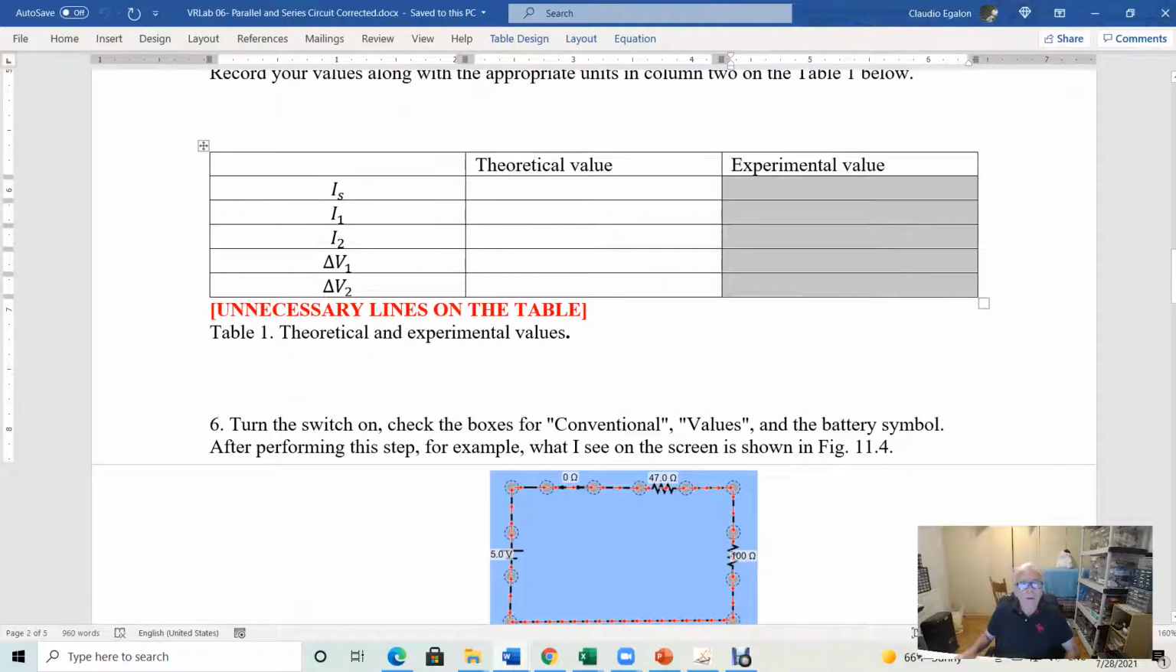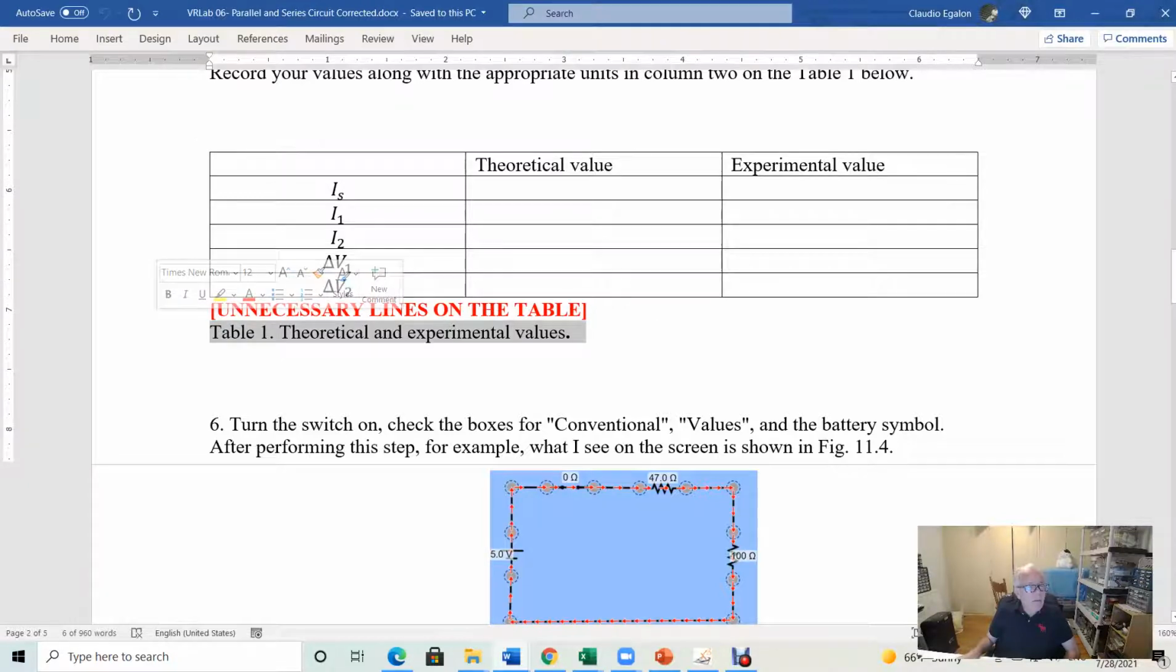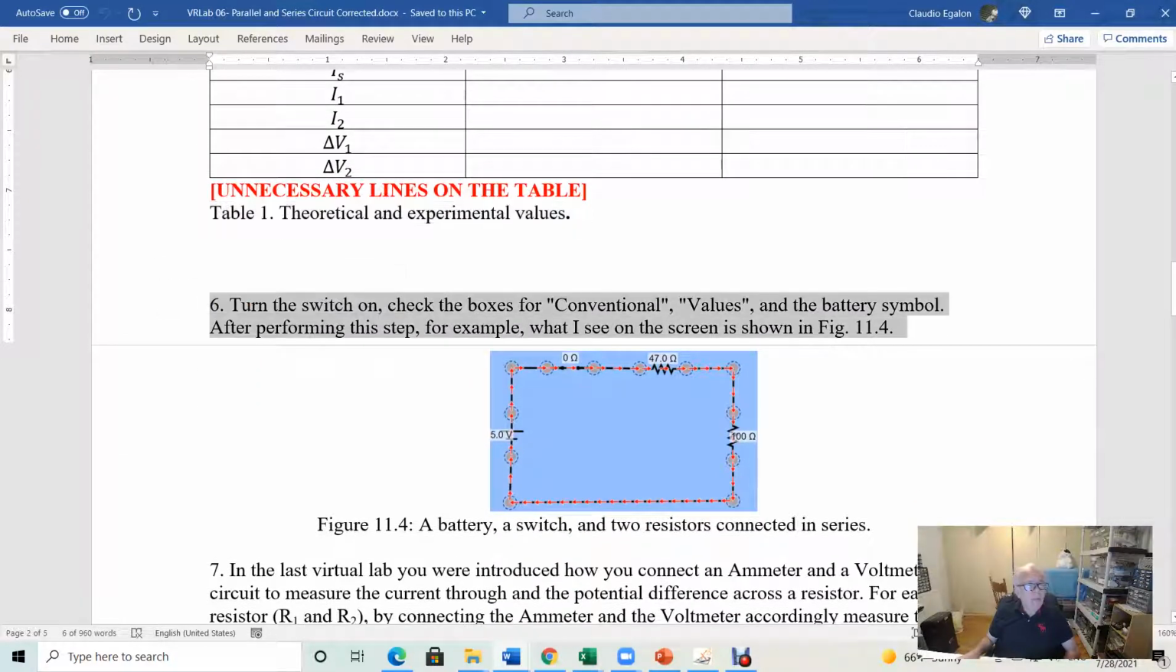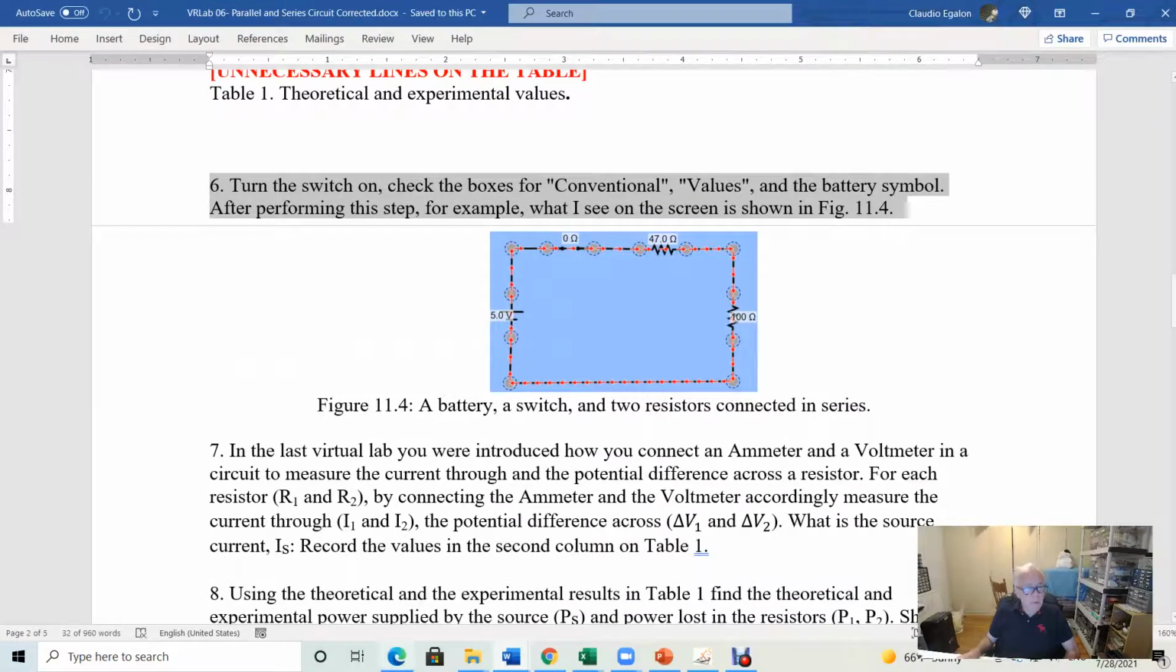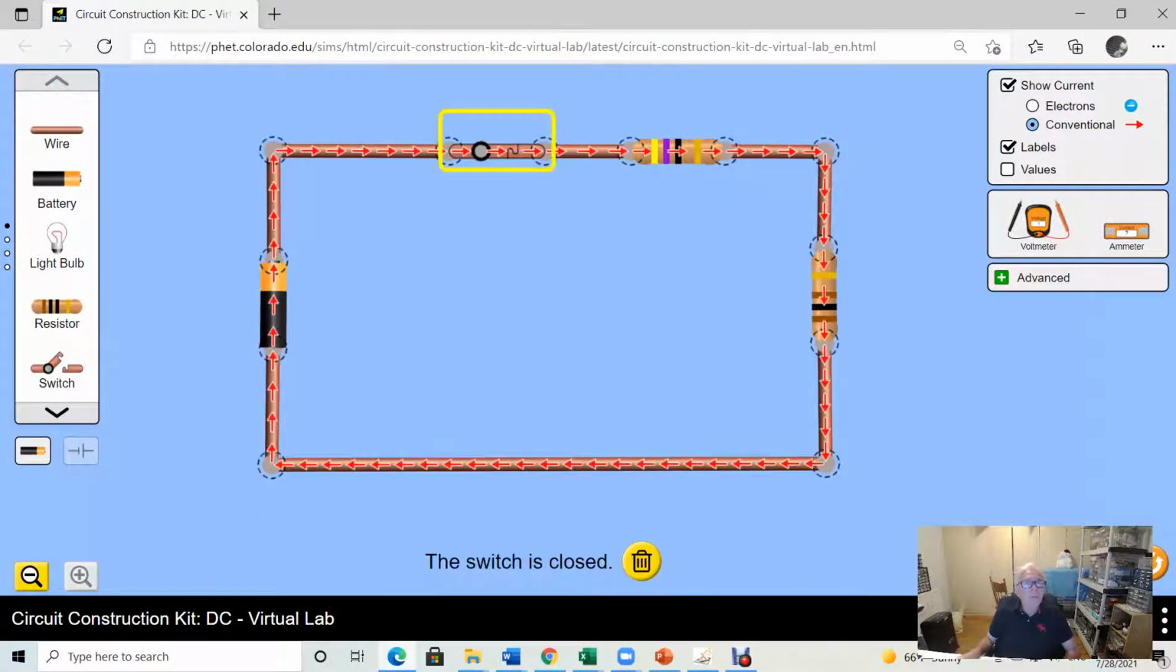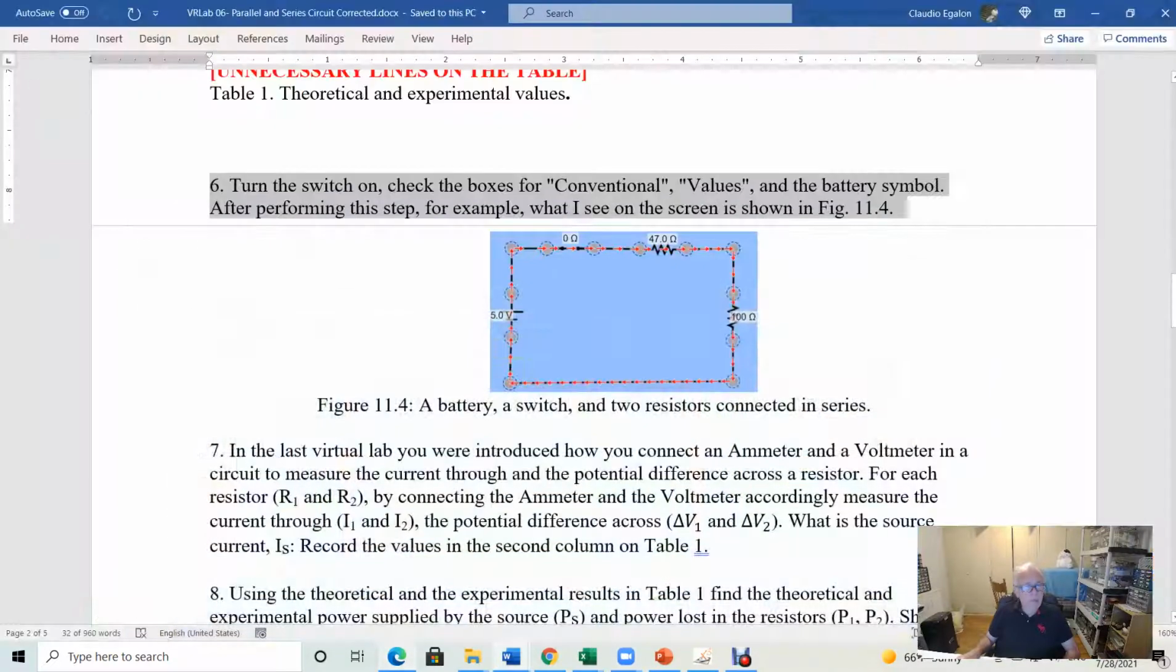Okay, now we're going to do the experimental values in the simulation. Theoretical and experimental values, table 1. Turn on the switch of the simulation. Here you go. Turn on the switch. Current flowing, arrows going through it.